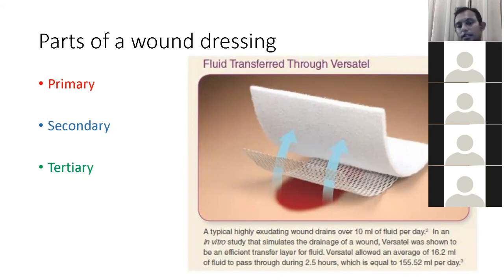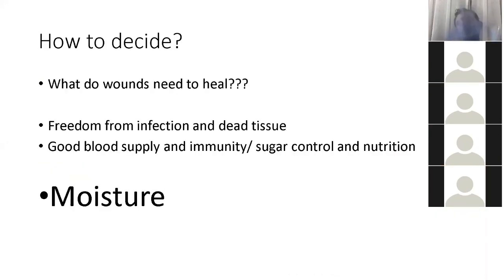Secondary dressing is basically about moisture retention and moisture giving, and it is again about protection as well. And sometimes we apply a tertiary dressing, the purpose of which may be to give compression, or to give additional support, that sort of thing. So now you know what an ideal dressing is, what the parts of a dressing are, and how to decide.